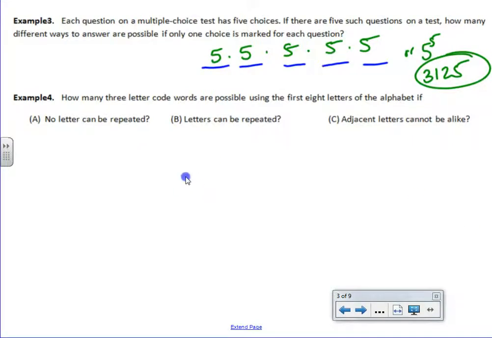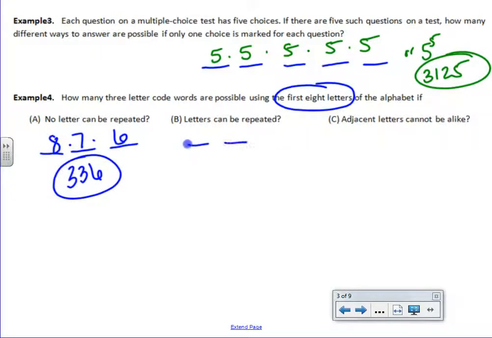How many 3-letter codes are possible using the first 8 letters of the alphabet? So for the first one, we're not allowed to repeat any letters. So I'm only allowed to choose 8 to begin with. And then since I can't repeat, the next time I can only choose 7. And then the last time I can only choose 6 because I can't repeat either of the first 2. And that comes out to 336.